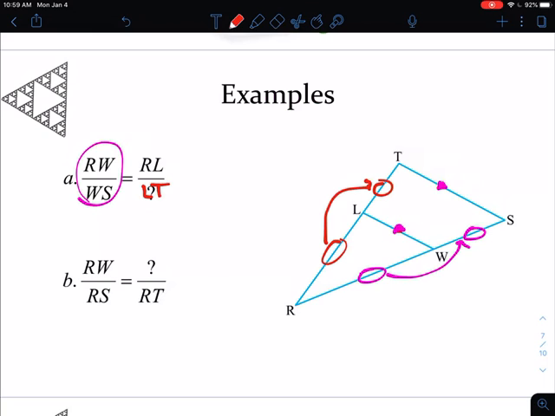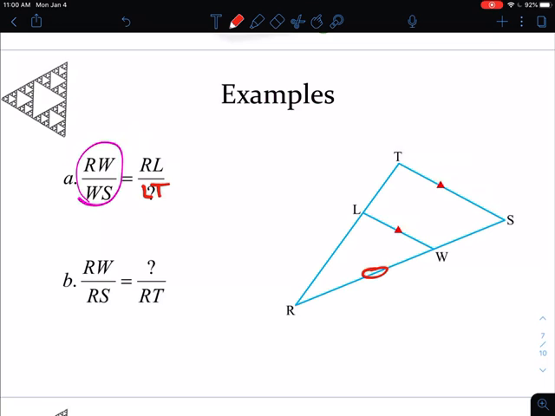So all we got to do is figure out their pattern. And that's what's nice about these types of problems, is they're going to establish a pattern. And then we just have to apply that pattern to our problem and just make sure we follow the same exact direction. So if we look at the next example, it wants to match up RW with RS.